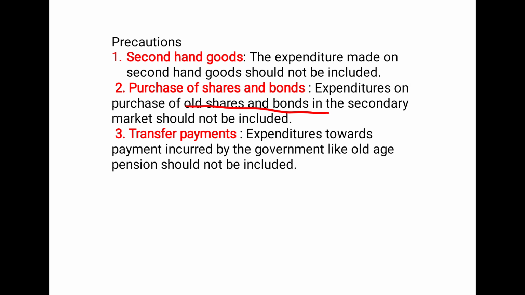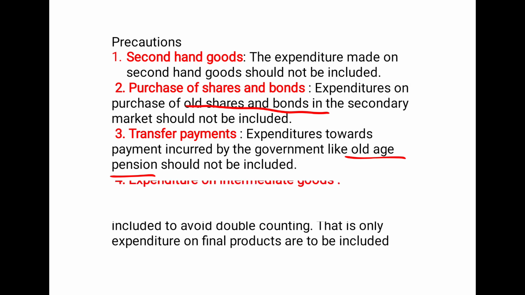Next is transfer payment. What is transfer payment? It is not included because it is not connected with any productive activity. Transfer payment is in no way connected with productive activity, and it is not going to add any value towards it. So transfer payment should not be included. Examples for transfer payment are old age pension scheme and health insurance. All these things should not be included in the expenditure method.